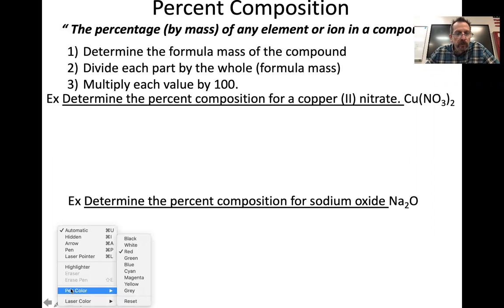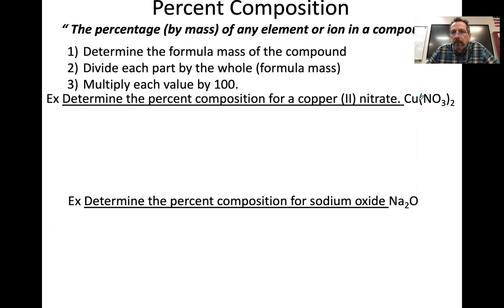Now there is something we want to be careful of with this. We want to be careful of what's going on right here with these parentheses. These parentheses indicate that everything inside those parentheses gets multiplied by the subscript, the number 2 out here. So it's almost like the distributive property in math. Anytime there's no number associated with an element, like the N here, there's an assumed 1. So 2 times 1 for N and 2 times 3 for O. Notice the Cu is not in the parentheses, the copper.